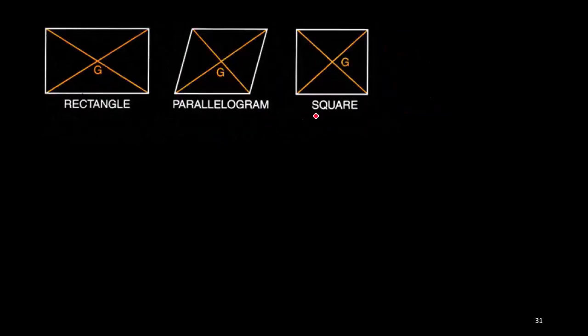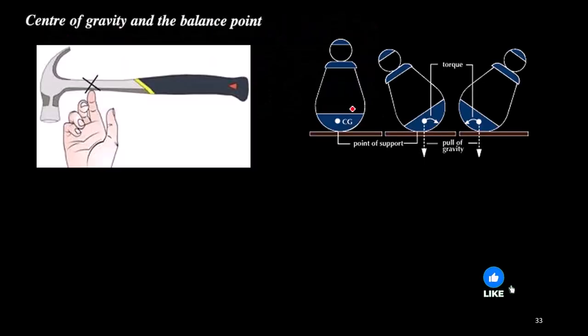Now, rectangle, parallelogram, square: all are the intersection of the diagonals. Rods, cylinders, like this. Now, why is this important? Why is the center of gravity important? Because it gives the idea of balance.